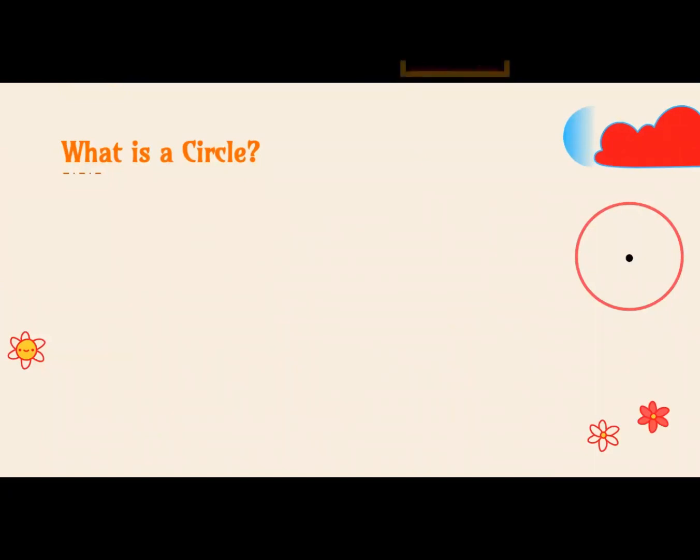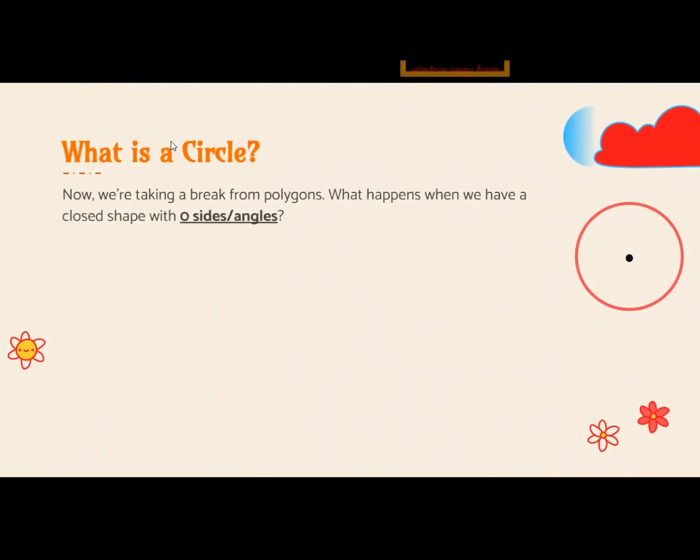So this is a circle. And we're taking breaks from polygons, right? We learned about triangles, we learned about quadrilaterals. So now, what happens if we have a shape with 0 sides or 0 angles? You remember that a triangle has 3 sides and 3 angles. A quadrilateral will have 4 sides and 4 angles. But this shape has 0 angles and 0 sides, at least technically. So let us go over this very interesting and unique shape.